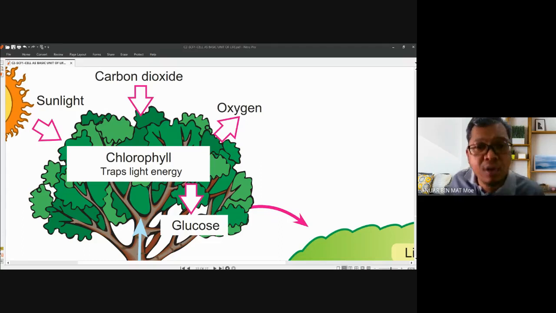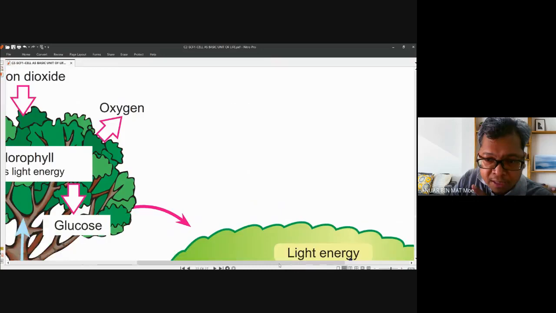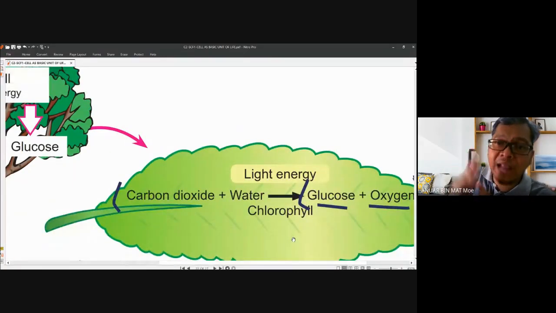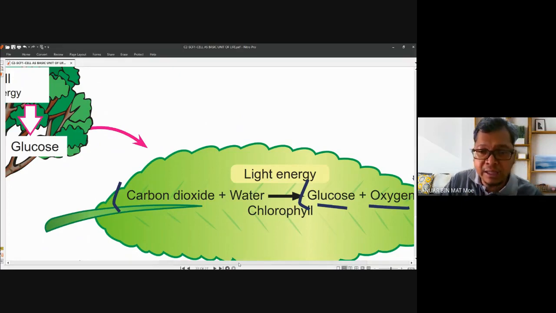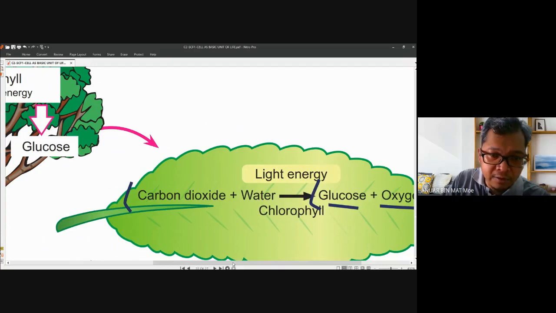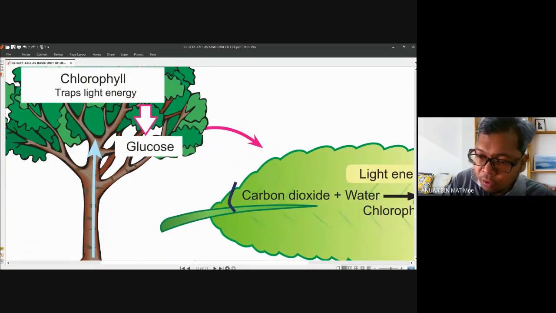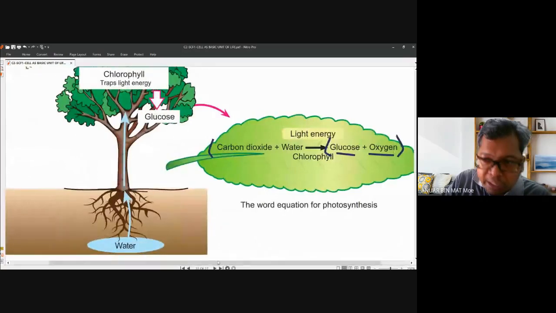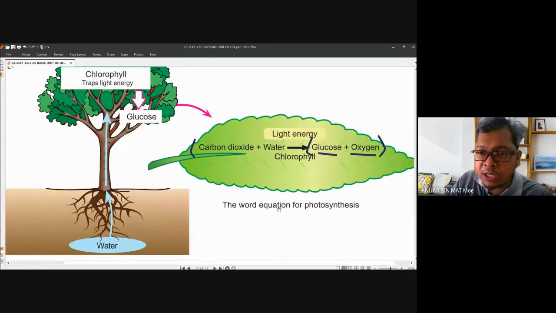Photosynthesis creates its own food, but the condition is it must have carbon dioxide, water, light energy, and chlorophyll. So in order to survive, the four requirements of photosynthesis must be there, right? You just remember the word equation for photosynthesis and the word equation for respiration.